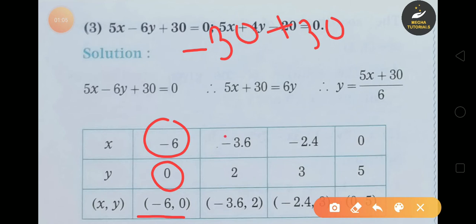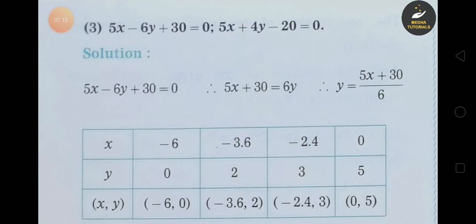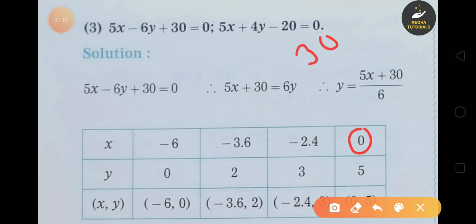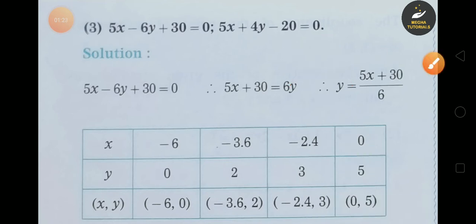Okay, as of now we will not see this. Then let us assume x is equal to 0. So 5 into 0 is 0, and 0 plus 30 is 30. So 30 upon 6 is 5. Therefore, next ordered pair is 0 comma 5.